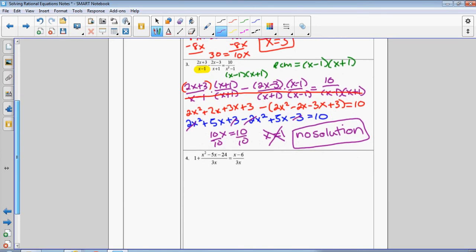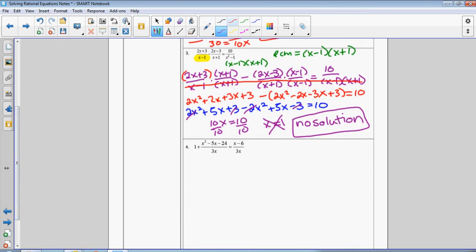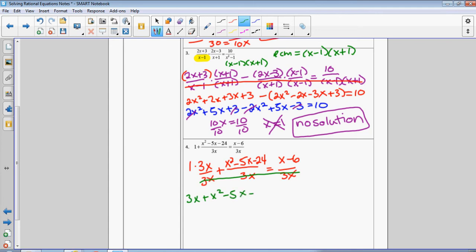Alright, now number 4. We have denominators of 3x and 3x, and then the first term does not have a denominator, so it's missing that 3x. So the 1 is going to be times 3x over 3x. And then everything else gets to stay the same. x squared minus 5x minus 24 over 3x. And then this is going to equal x minus 6 over 3x. And now all my denominators are the same, so I can forget about them. And let's simplify. I have 3x plus x squared minus 5x minus 24 equals x minus 6.